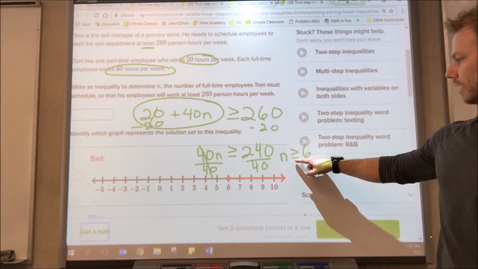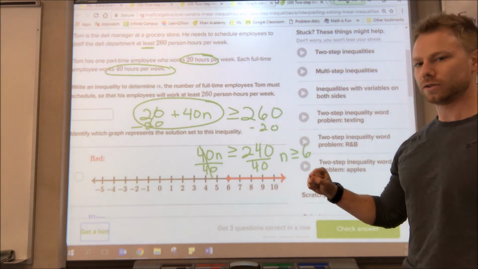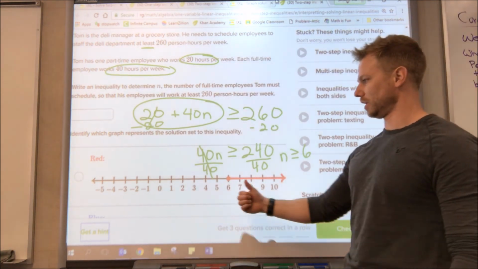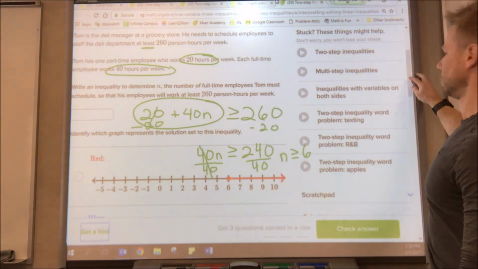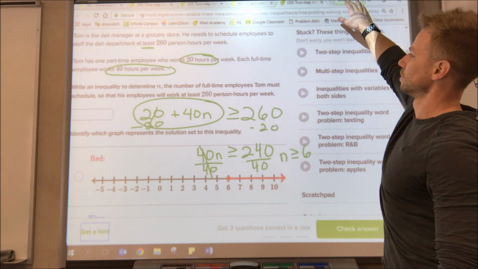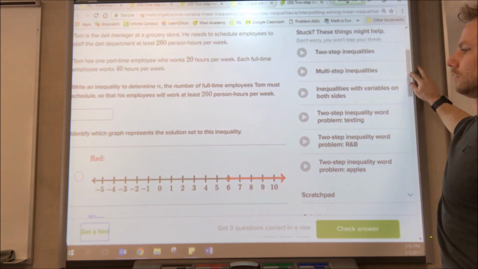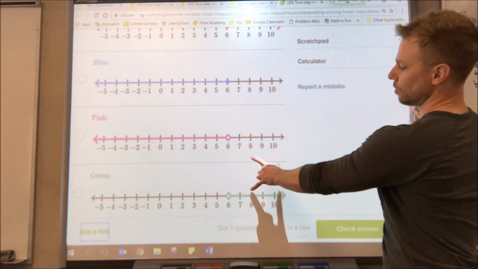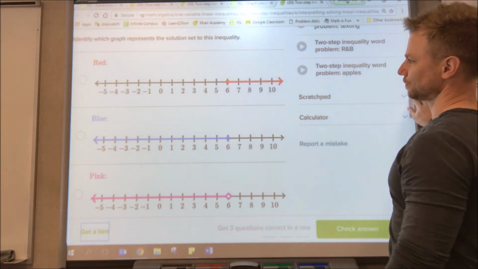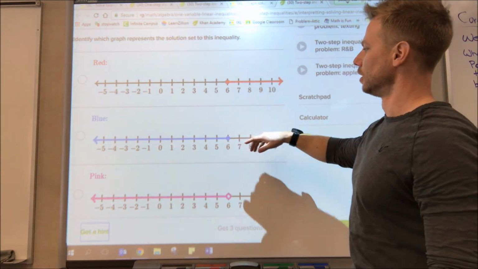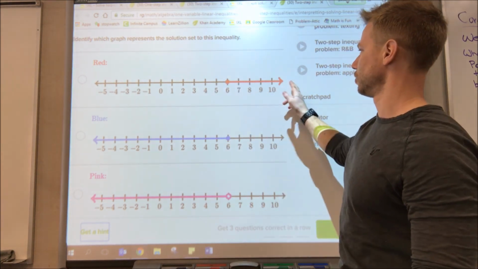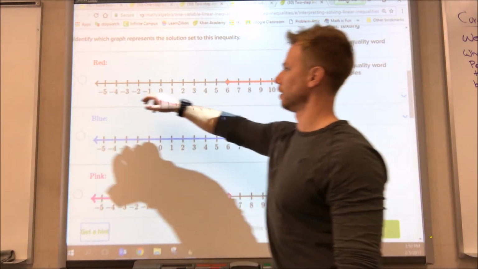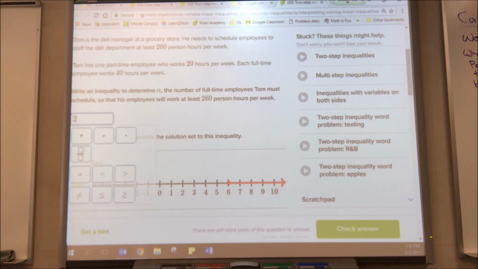Okay, so since it's greater than or equal, we know we need a closed circle, and we want numbers bigger than 6, so that would be an arrow to the right, where numbers are bigger than 6. So if we look at our possibilities, the last two have open circles, so they're out. First two are closed. We need numbers bigger than 6, which is the first one. This is numbers smaller than 6. We want bigger, so the first.